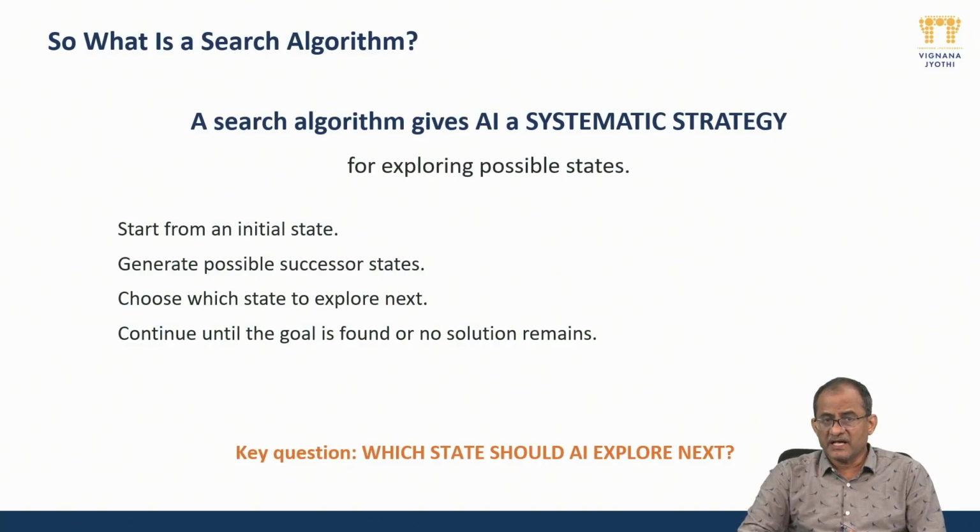It is a systematic strategy for exploring the possible states. There are different states there. Wherever we are starting, that is known as the initial state. And wherever we are reaching, that is known as the goal state.